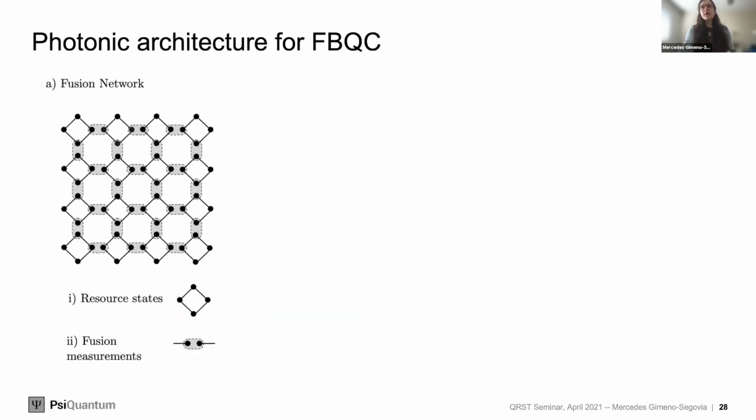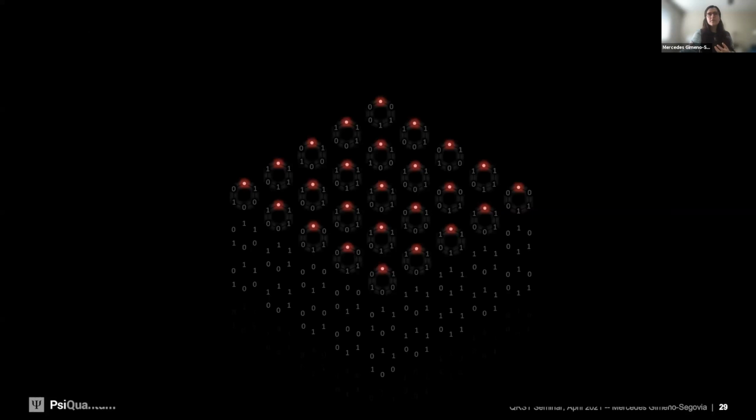Okay, so far I've been telling you about the photonic architecture for FBQC, and this has become very abstract. So in order to help visualize it a little bit, I want to show you how it might look in terms of the physical architecture. You can imagine, in time, that you're generating layers of these resource states, and then you're entangling them with their neighbors, and some of them you're keeping alive to the next round. So something like this, right?